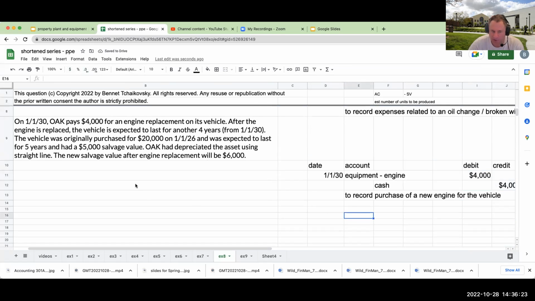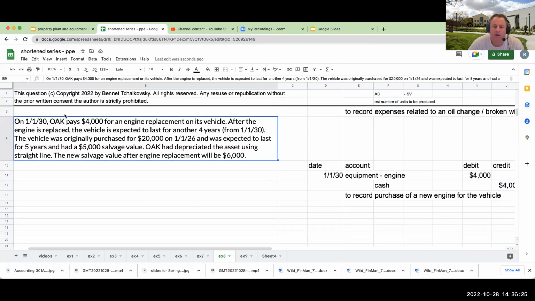Now, here's the fun part. Okay, so we paid $4,000 for an engine replacement. And after the engine's replaced, we expect it to last another 4 years.